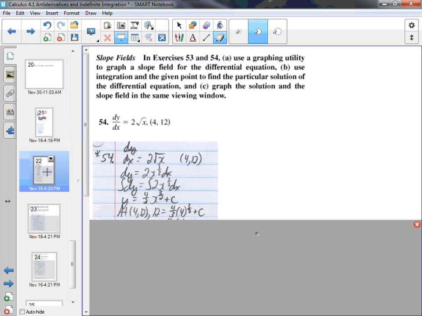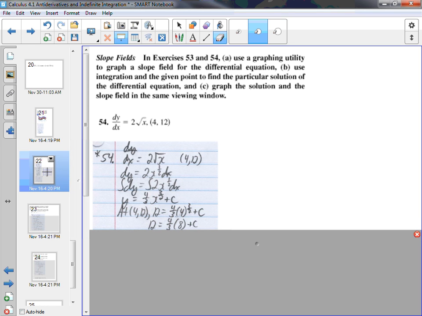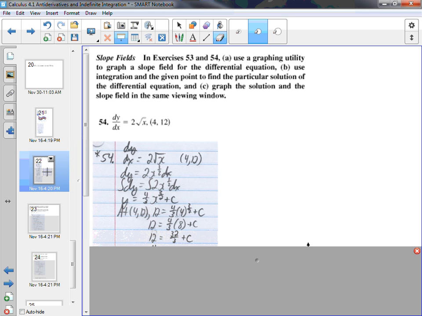So at the point 4, 12, replace x with 4 and y with 12. So that becomes 12 equals 4 thirds times 4 to the 3 halves plus c. Now that 4 to the 3 halves, that means the square root of 4 cubed. Square root of 4 is 2. 2 cubed is 8. So that's 32 thirds plus c on the right.